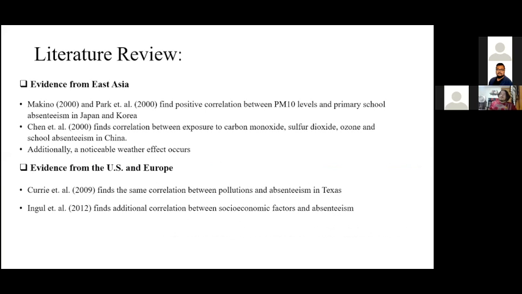As for our literature review, we see positive correlations between PM10 levels and primary school absenteeism in Japan and Korea. We find correlation between exposure to carbon monoxide, sulfur dioxide, ozone, and school absenteeism in China. And furthermore, we see a weather effect occur, in which in the winter, the cold air prevents the pollution from rising, making it worse. However, we do not see this in our study. As for evidence from the US and Europe, we find the same correlation between pollution and absenteeism in Texas, while further studies find correlation between socioeconomic factors and absenteeism.